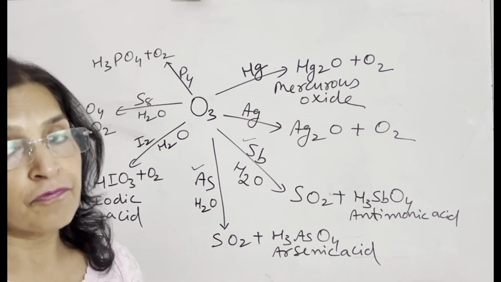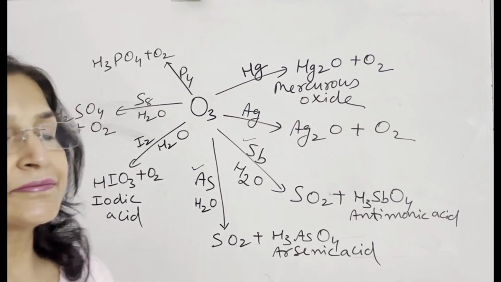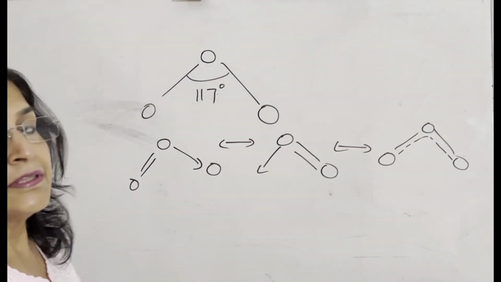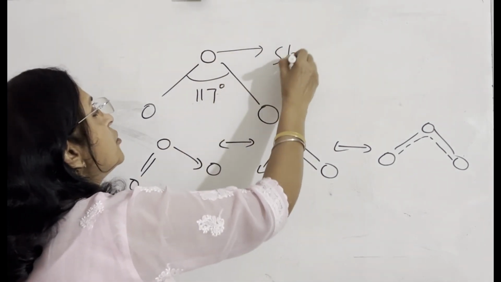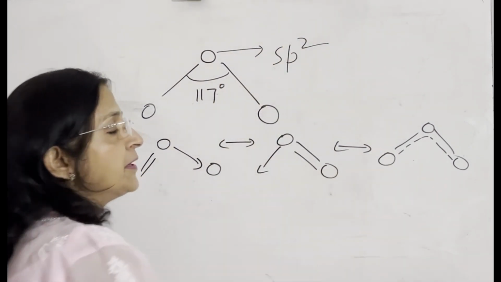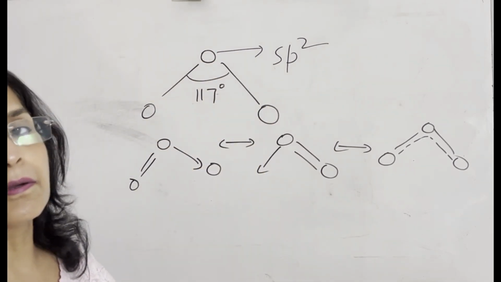It is used for bleaching fabrics. It is also used for purifying air. Ozone molecule is angular and bond angle is 117 degree. These are the resonating structures of ozone, and central oxygen atom is sp2 hybridized. This is the resonance hybrid, and due to resonance, these oxygen bonds have partial double bond character.